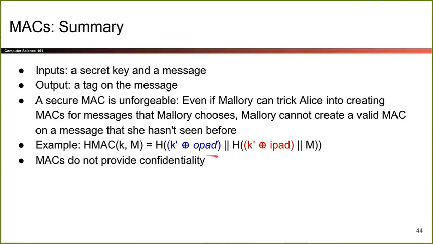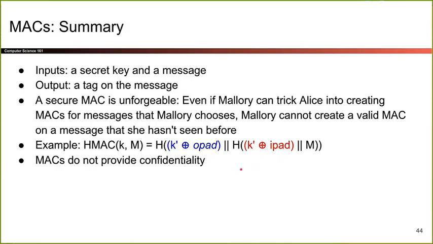We need two keys here. So I just XORed one with the O-pad, XORed one with the iPad, and I got two different keys. And then I just hashed the key and the message together, doing it twice to prevent length extension. So the double hash just makes sure I'm not susceptible to length extension. And by definition, this is actually proven to be secure. So as long as the hash function is secure, this is unforgeable.